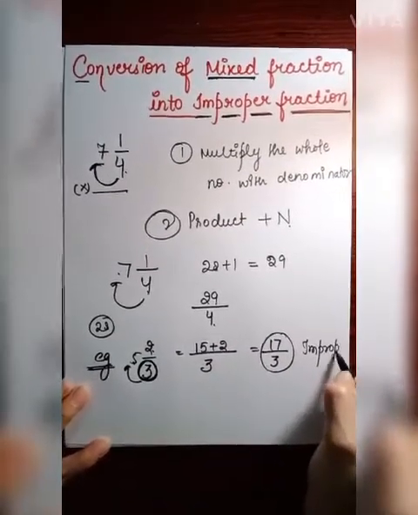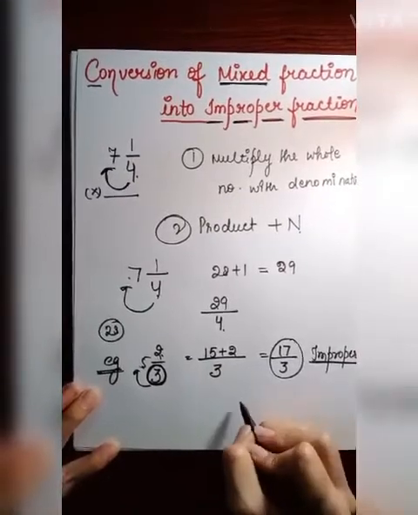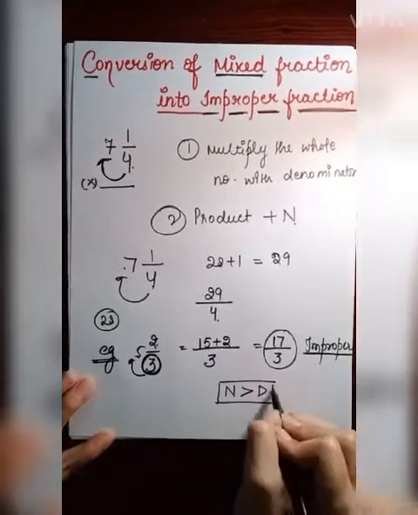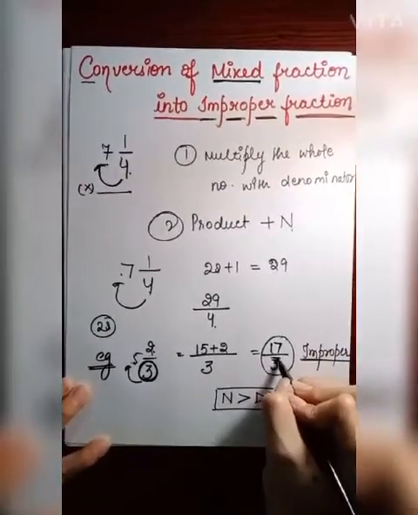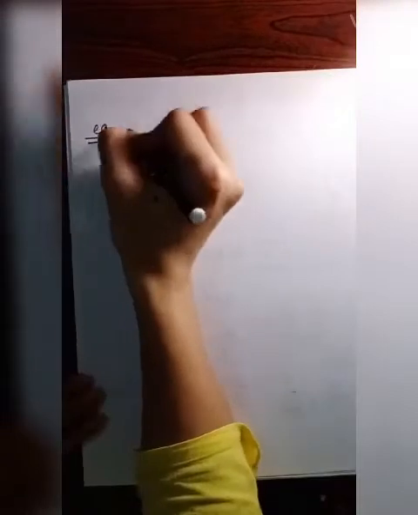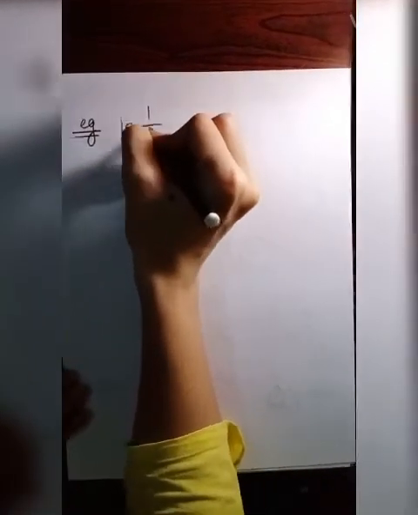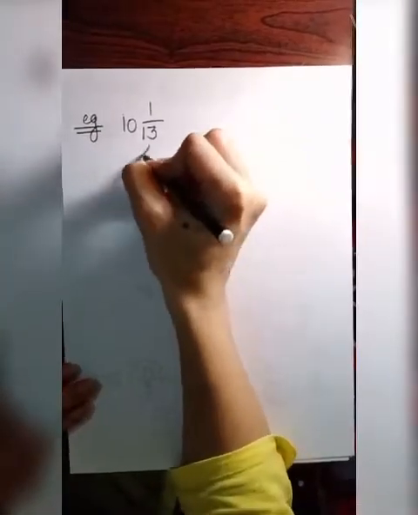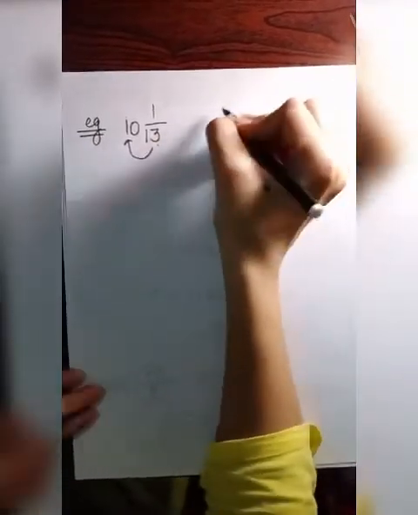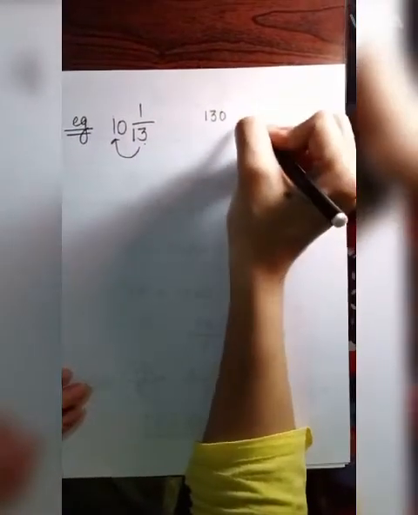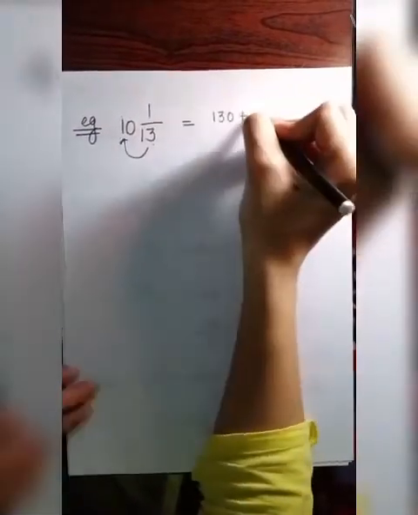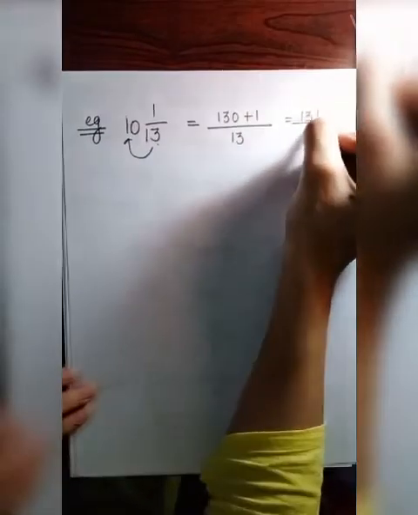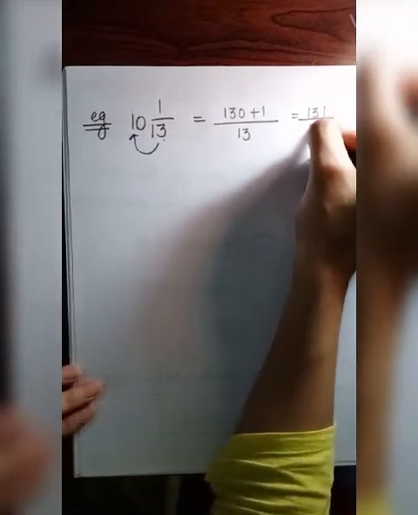What was the improper fraction? Let's have a quick revision. The fraction where numerator is greater than the denominator is the improper fraction. And here 17 is of course greater than 3. Now let's see one more example. 10 whole 1 upon 13. So what we are going to do first: multiply 13 with 10. It's going to be 130, and add the numerator, add 1 to it, and denominator will be 13. So our answer will be 131 upon 13.